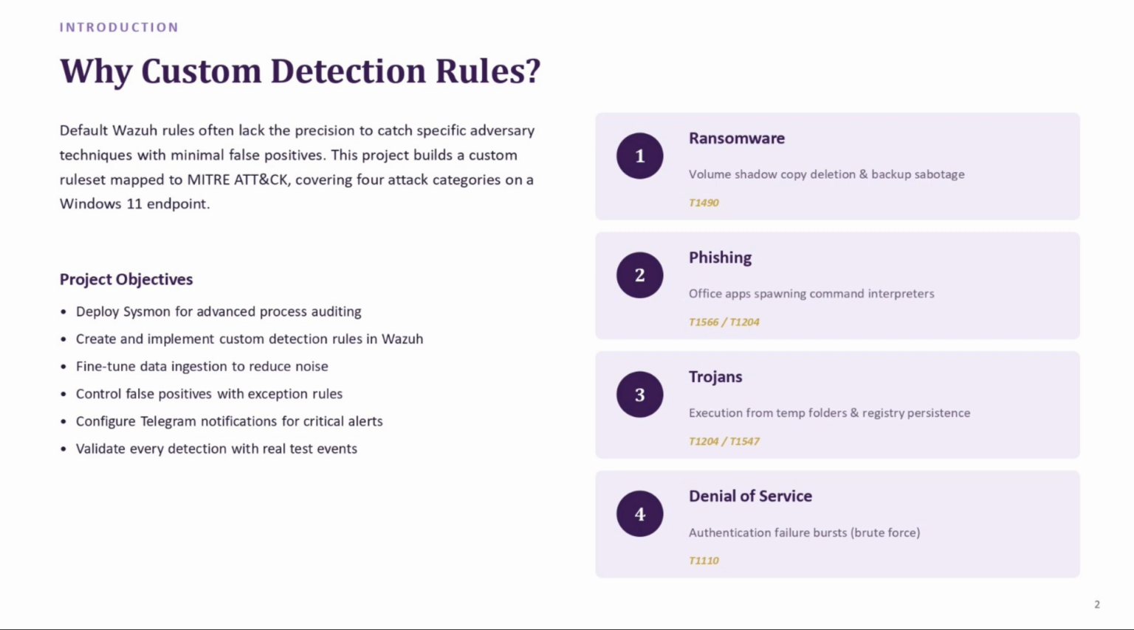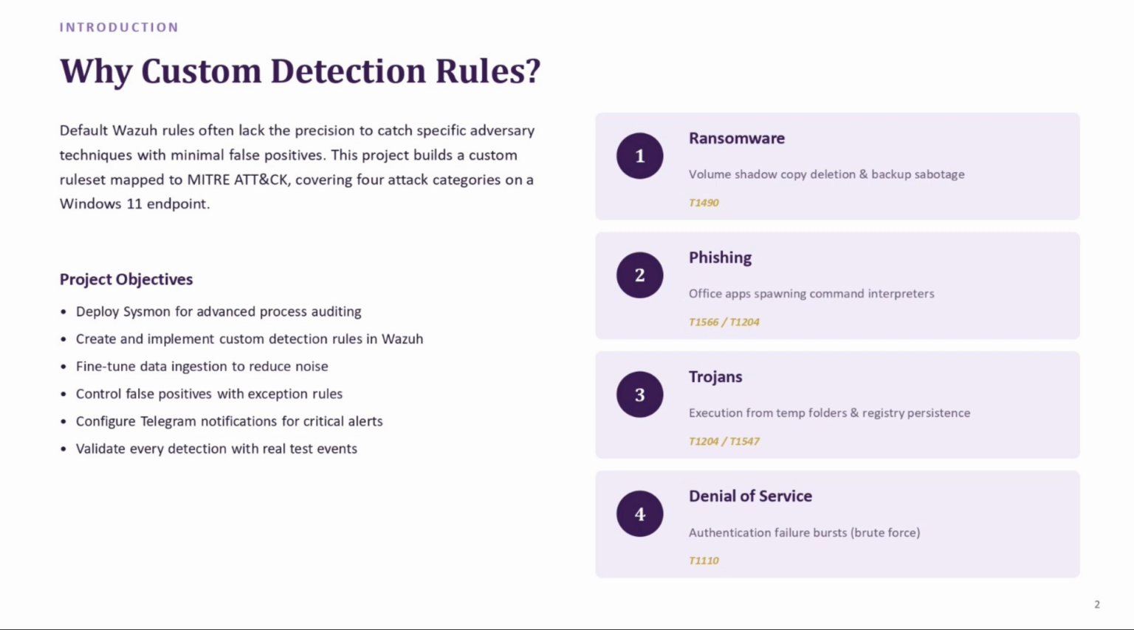First, let me explain why this project is important. By default, Wazuh has many rules already included, but these default rules are not always precise. Sometimes they miss real attacks or they create too many false alarms. So, in this project, I created custom rules for 4 types of attack: ransomware, phishing, Trojan, and denial of service or brute force. All of these techniques are mapped to the MITRE ATT&CK framework, which is a standard way to classify attacks.